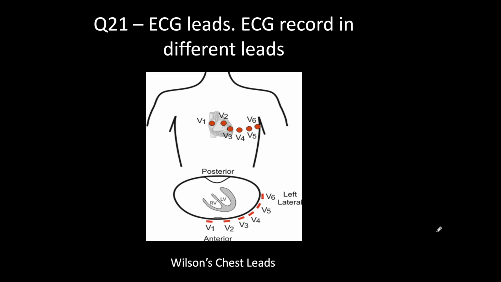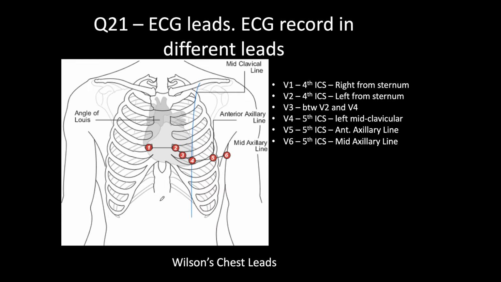So Wilson's chest leads, and they're special because they have a transverse section, so cutting the body from superior and inferior. So you have the chest leads, and they show the energy coming towards the chest cavity. So it's a chest wall. So as you can see, coming through the chest wall. And there's six electrodes placed on the chest. The position that they're placed on is here.